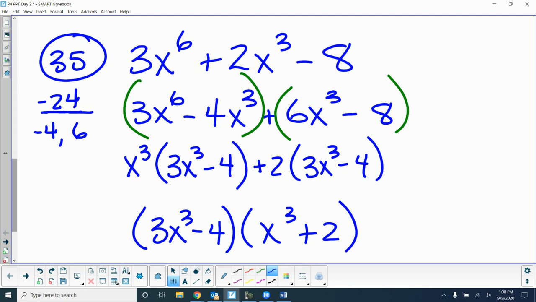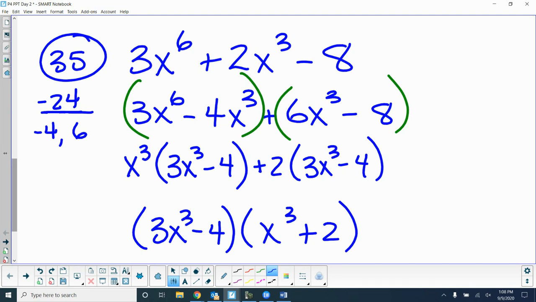Number 40, difference of squares. So the square root of 81b squared is 9b, so 9b in the front. The square root of 16c squared is 4c. So 4c's in the back, one plus and one minus. So 9b plus 4c, 9b minus 4c.